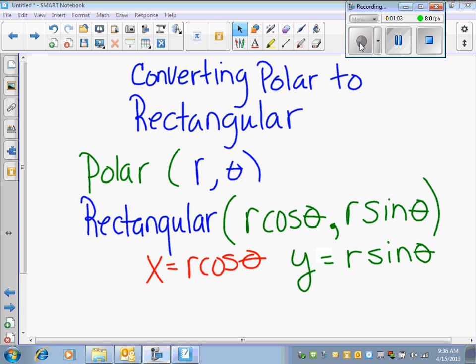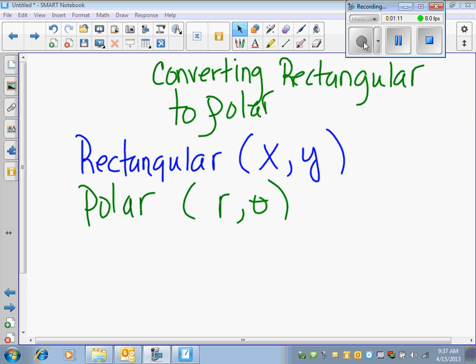Okay, here we have two equations that we're going to have to use when we're converting back and forth, so we can manipulate these formulas. All right, when you're converting rectangular to polar, you're going to find your points that you're given are in x and y, and you're going to have to do some manipulation to get them in the form of r comma theta.